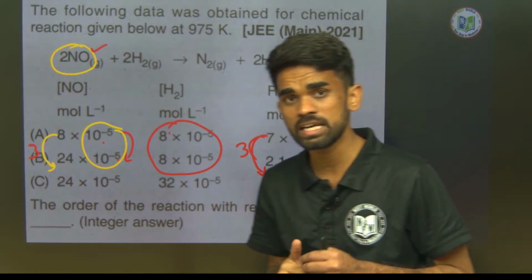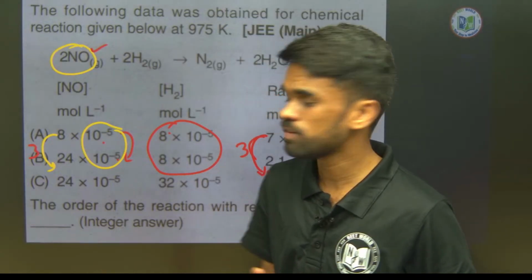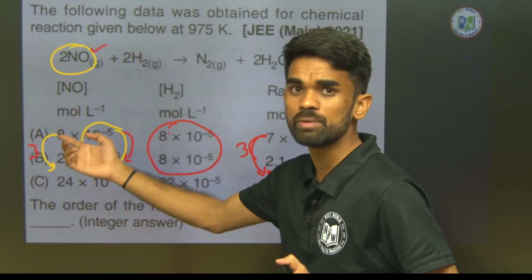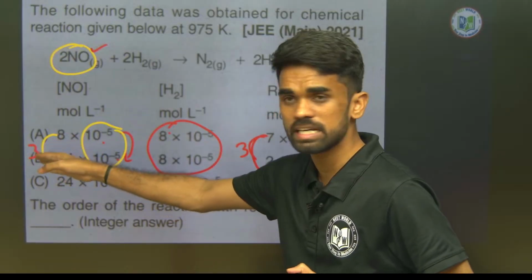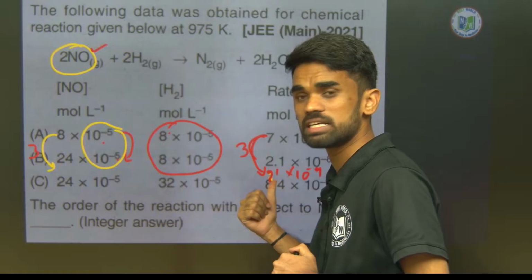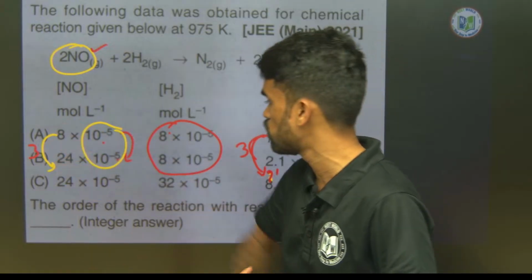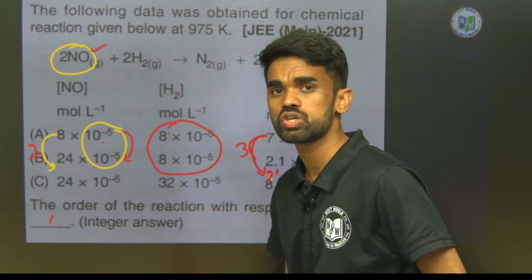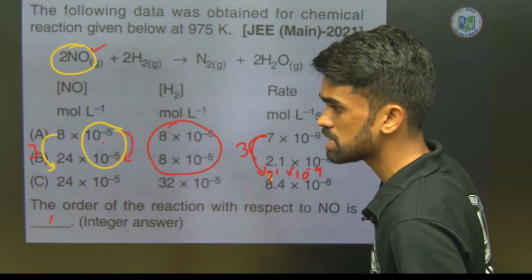So what can I say, the order with respect to NO will be how much? It will be 1. It is increased 1 time, this is also increased 1 time. It is increased 3 times, it is also increasing 3 times. So the order with respect to NO will be 1. So your answer should be 1 for this question. Hope this is also done.